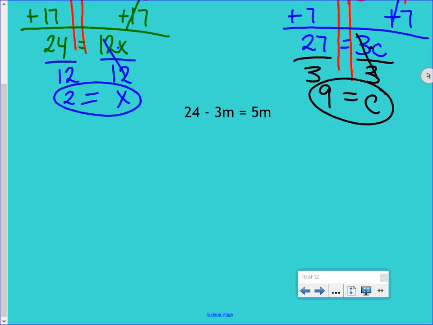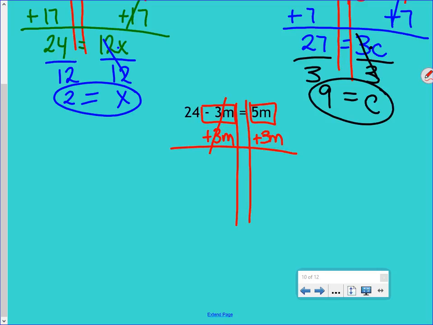Last example on this page. Step 1, distribute. There is no distribution. Step 2, get variables to the same side. Negative 3m and 5m are the terms with variables. I'm going to move the negative 3m over to join the 5m. Plus 3m plus 3m. Those cancel out, leaving us with 24. 5m plus 3m is 8m.